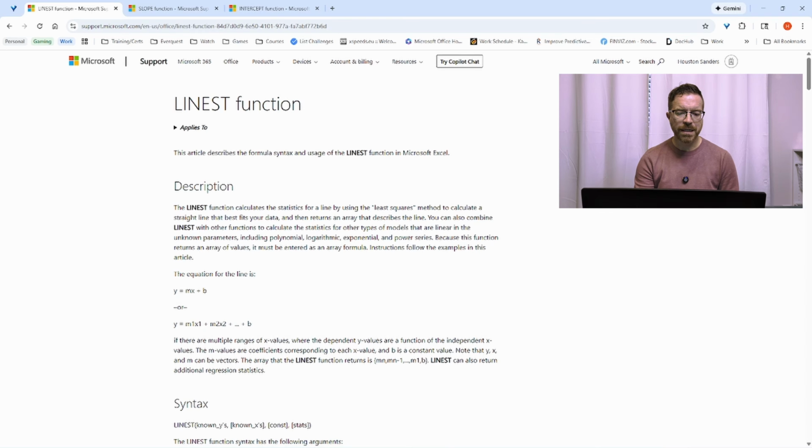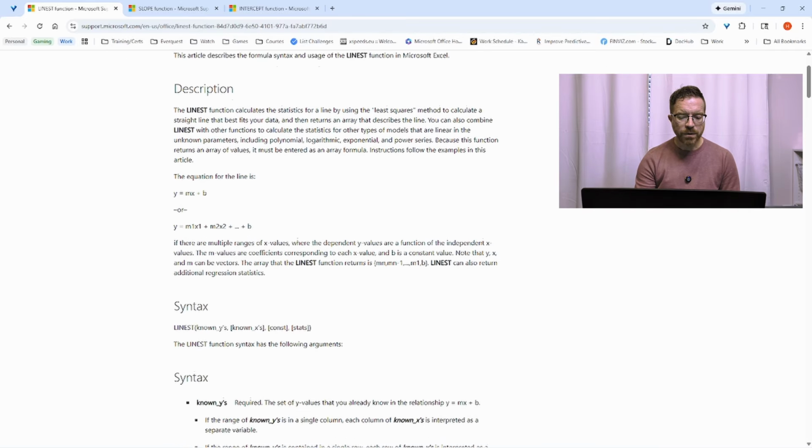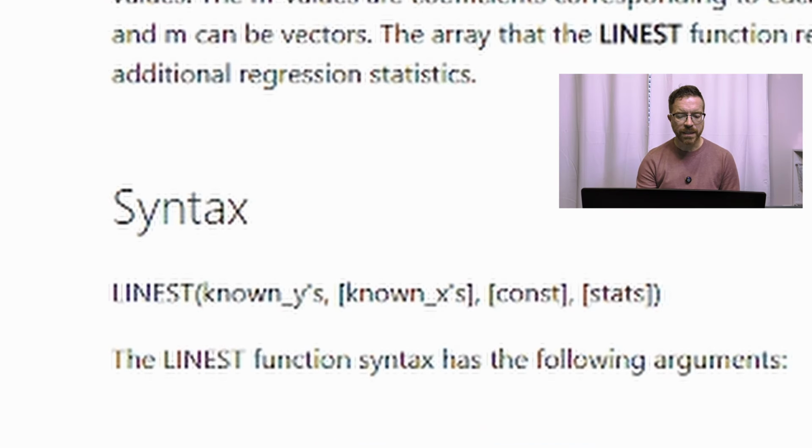So looking at the computer here, we have the LINEST function, which you can see is for when we want to do linear regression. And then if we go down here to our syntax, we have LINEST, known y's, comma, known x's, and then we're not doing any sort of constants or anything like that. So this is just simple linear regression. We have one set of x values, one set of y values.